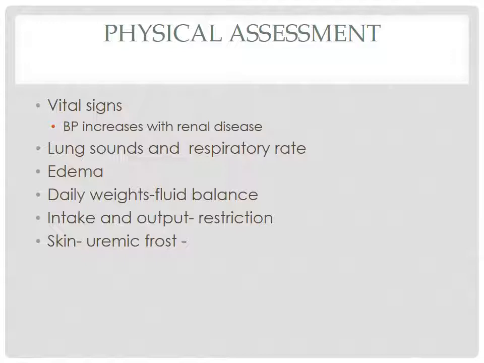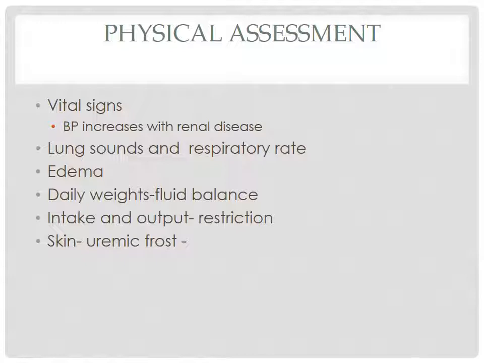Some assessments of the skin include assessing for uremic frost. It really does look like there's a gray covering to the body, a gray cast to the body. We're also looking for signs of a strep infection like impetigo, because strep infections can contribute to glomerulonephritis. So whether it be a strep throat or impetigo, it's something we want to be observant for.